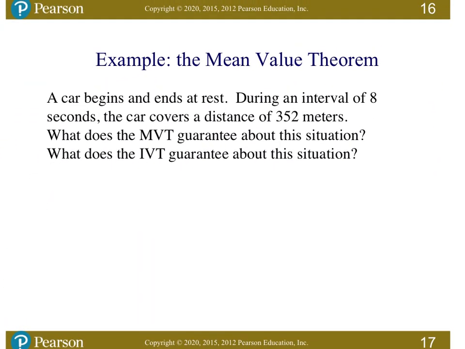This can be applied to a real-life situation as well. So let's assume a car begins and ends at rest. Over an 8-second time interval, the car is able to travel 352 meters. What does the mean value theorem guarantee about this situation, and what does the intermediate value theorem guarantee about this situation?